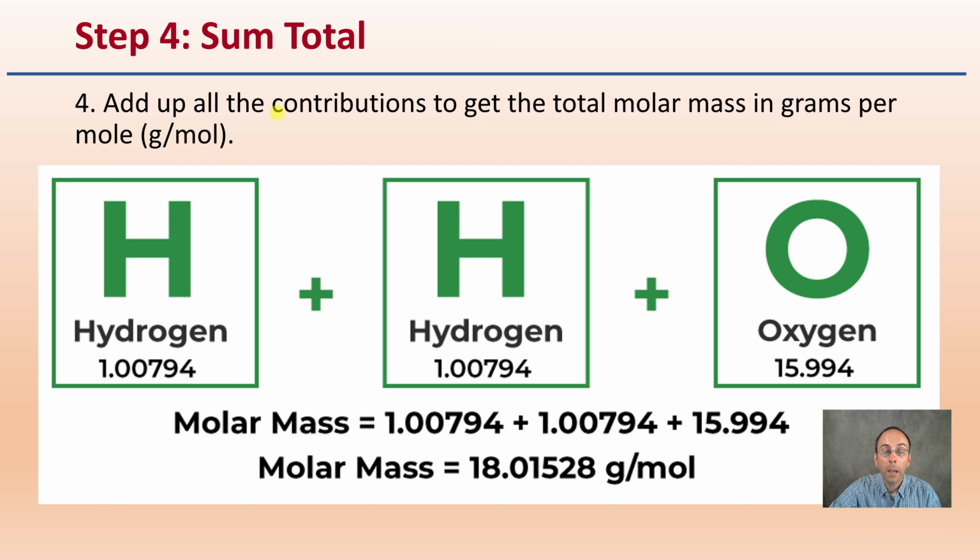Add up all the contributions to get the total molar mass in grams per mole, abbreviated g/mol. So the molar mass is this number for hydrogen, 1.00794 times 2, plus the molar mass for oxygen, which would be 15.994. You can see the math here. We add all those together. 18.01528 grams per mole would be our answer for the molar mass of water, H2O.